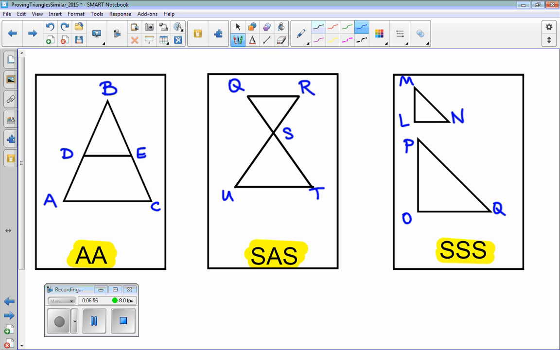These are like 3 shortcuts, okay? We don't have to prove all the angles are congruent. We don't have to prove all the sides are proportional every time. These are the 3 shortcuts to proving that triangles are similar. Notice that side, angle, side, and side, side, side were also ways to prove triangles were what? Congruent. It's a little bit different here, though, okay? Let's start with the angle, angle, and I'll show you why these other 2 are a little bit different.